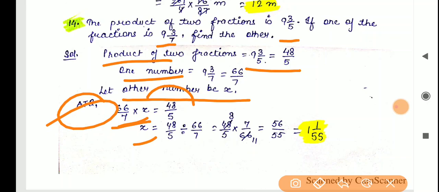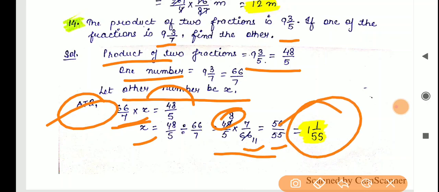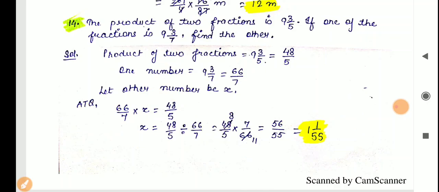Okay, then how to solve it? 48 by 5 multiplied by, interchange the fraction, 7 by 66. 6 elevens are 66 and 48 will be 8 times. Then the answer will be 56 by 55, and 55 goes once, 1 is the remainder. So the second number is 1 and 1 by 55. Clear?